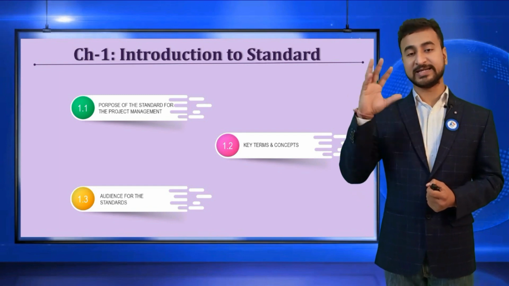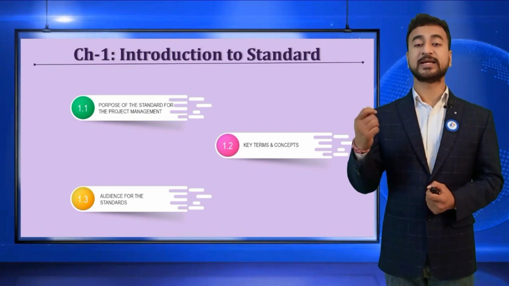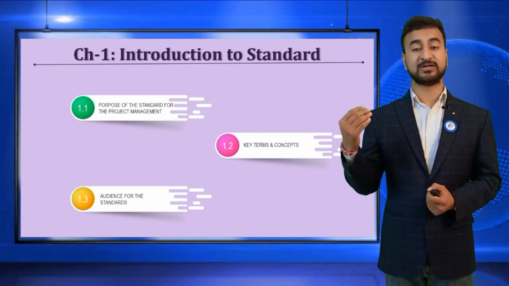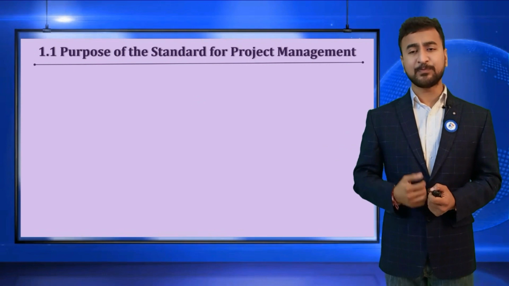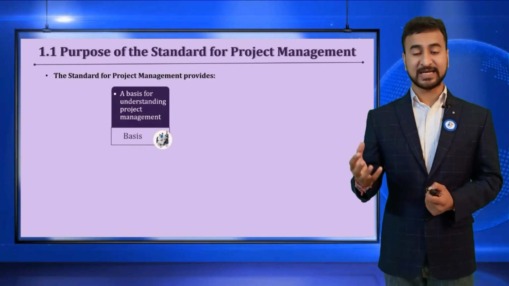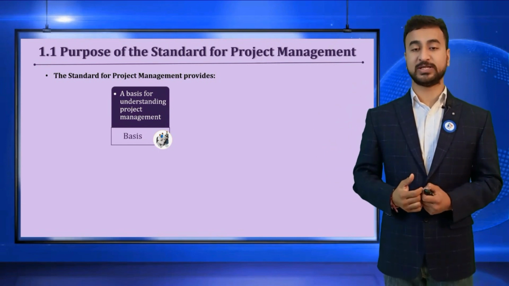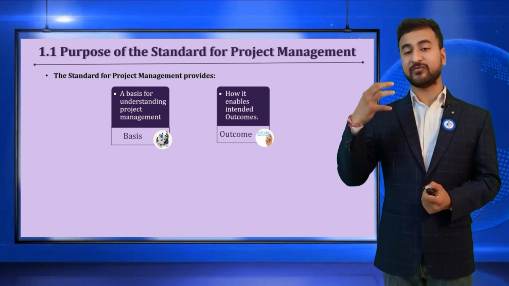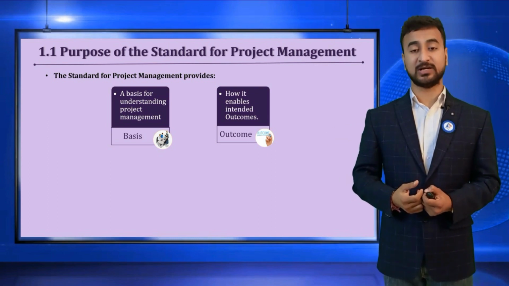So in the purpose, we are discussing how it is relevant for the standard. In the key terms and concepts, we are discussing in detail the vocabulary, standard terms and the concepts, and the audience. Let's begin. So what is the purpose for the project management standard? The project management standard is providing you the basis to understand the project. It provides you how you can intend for the outcome and the value delivery. So that basis it gets from the standards.